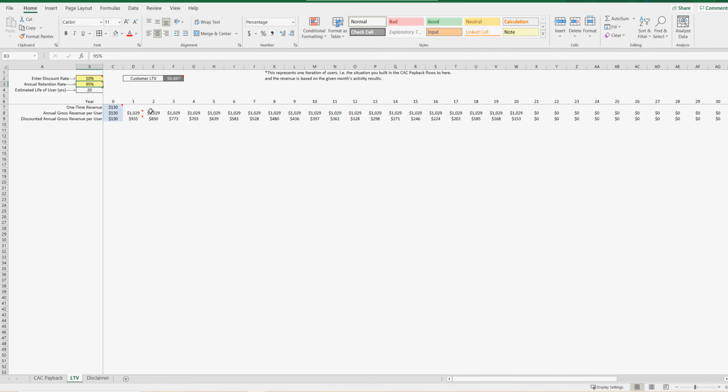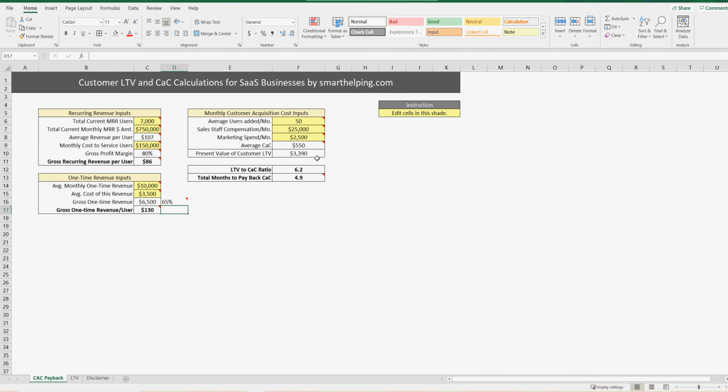Let's put this back to where it was, which was 75%. So at 75%, customer lifetime value is 3,390. So if you go back over here, that's where we're getting this number. And then the first big ratio is the LTV to CAC ratio. So that's how much is the total value against the customer acquisition cost, 6.2.